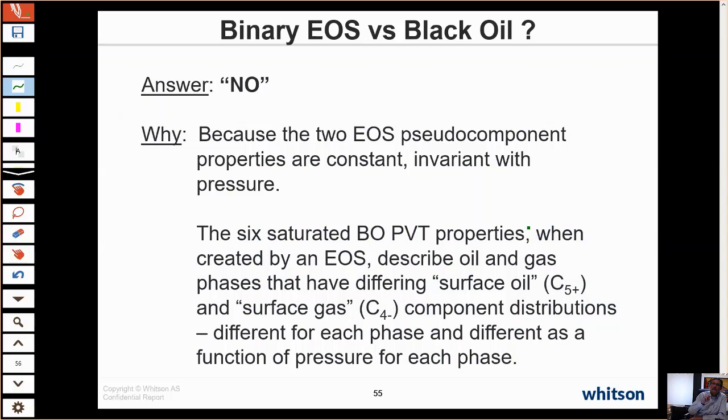Because the beauty of using two components is that it's faster than black oil, more stable than black oil, more robust. You don't have to think about all these. It was so great that it was a disappointment. I didn't get dinner for 2 days. The answer was no, because the problem with using a two-component equation of state is that the properties of the two components are constant for all mixtures, all compositions, and everything.